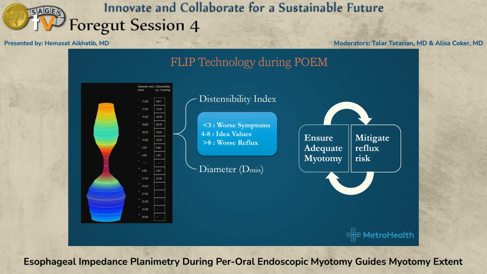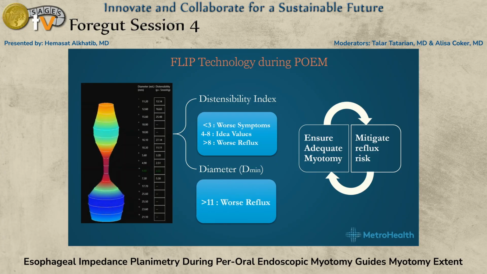Although it's very variable and can be inconsistent currently, we have an idea. We know that if the DI is less than 3, usually that correlates with worse symptoms. If it's about 4 to 8, we're looking at ideal values with better outcomes. And if it's greater than 8, we're looking at worse reflux for patients. In terms of diameter, it is less studied, but there is a study that says if it's greater than 11, then we are worried about more reflux.